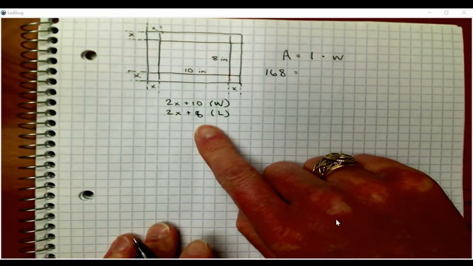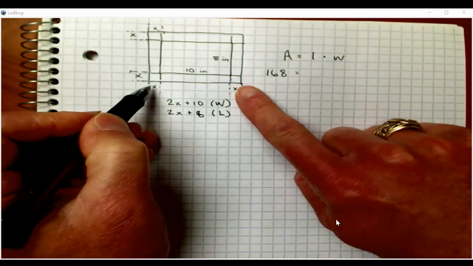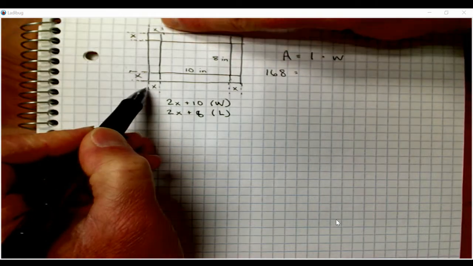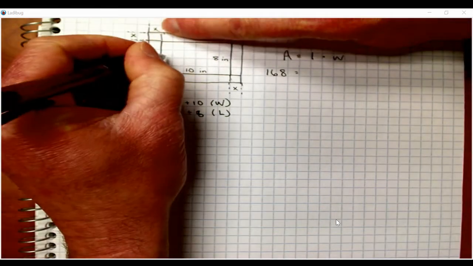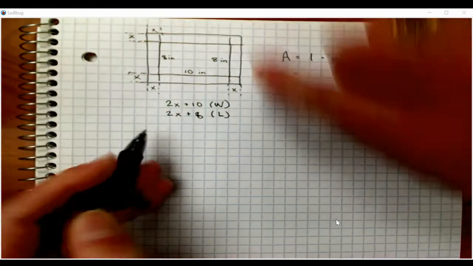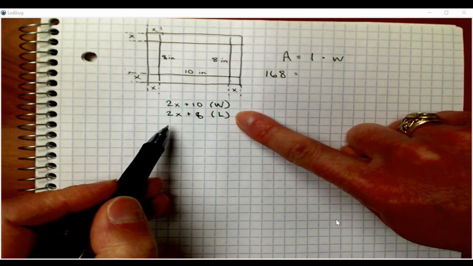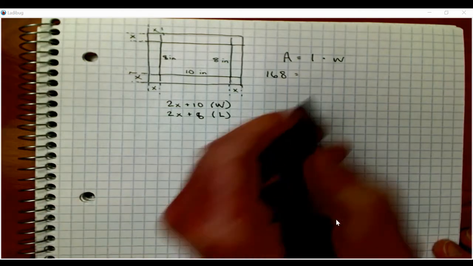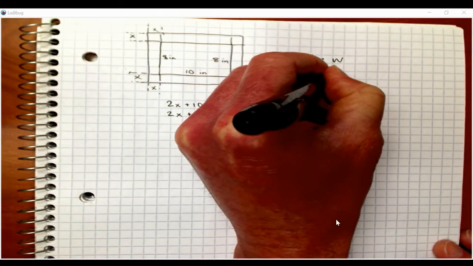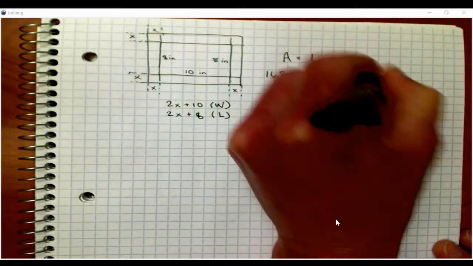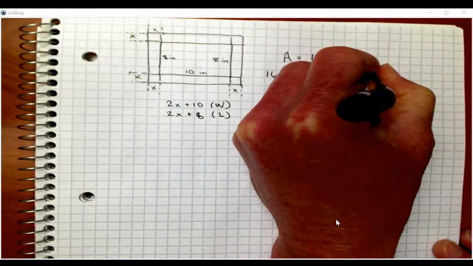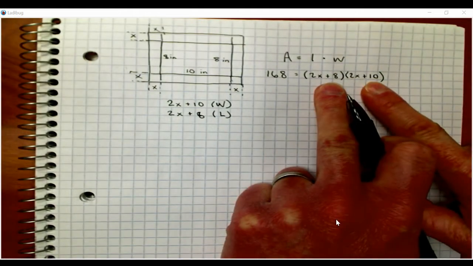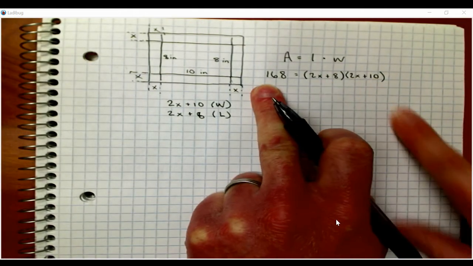So this is our length and this is our width. Now that we have these in terms of x, we have 2x's added to the 10 to create our width, and we have 2x's added to the 8 to create our length. Now what we want to do is plug these into our area formula. So our length, we said, was 2x plus 8, and we said our width was 2x plus 10. Well, now we have these two things, length and width, multiplied together to give us 168.